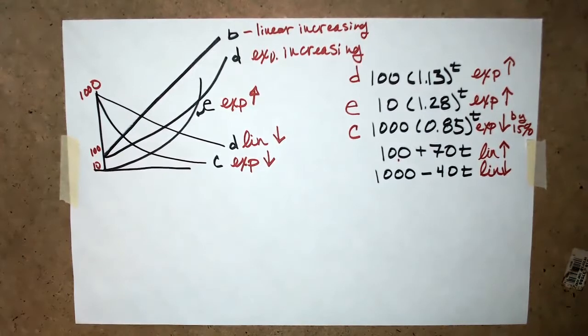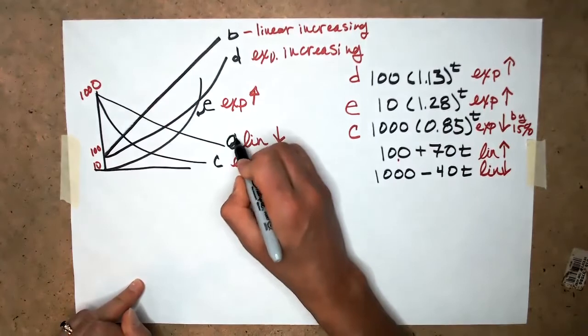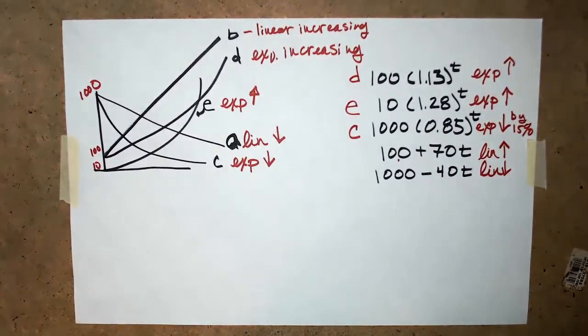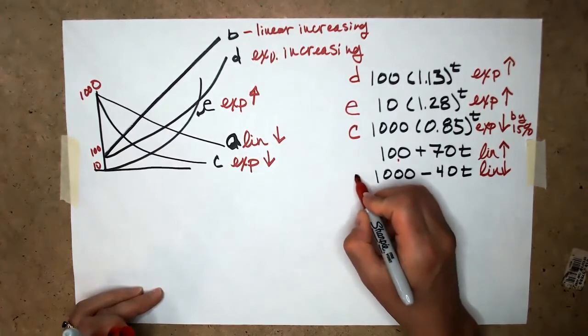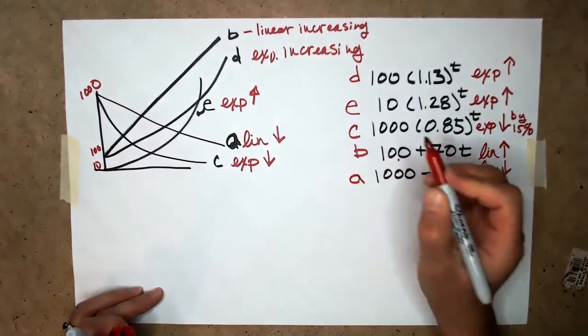Wait, I lost my A. Oops, the linear decreasing one was an A and not a D. I'm sorry about that. So the linear decreasing one is my A, and the linear increasing one is my B.